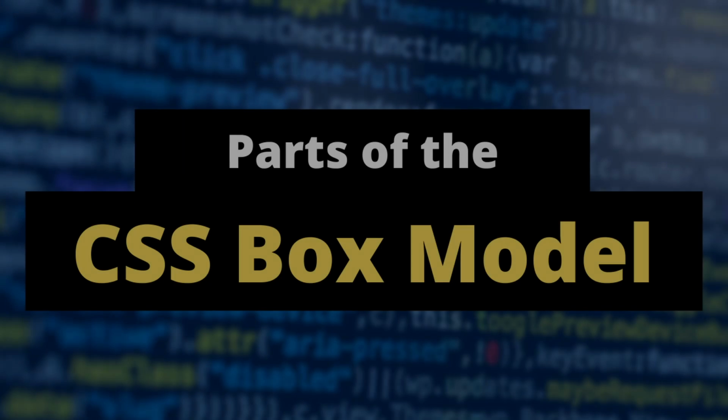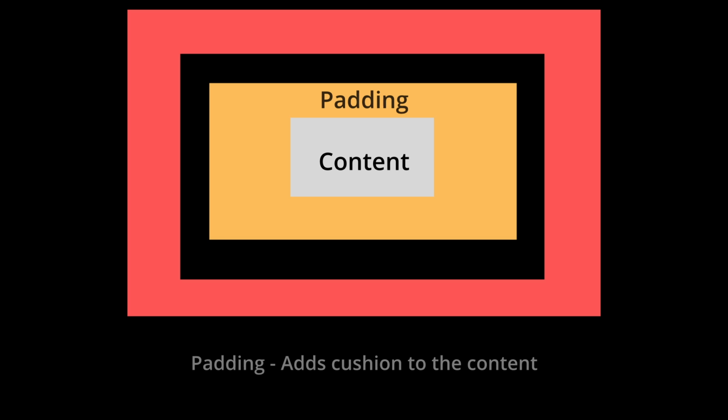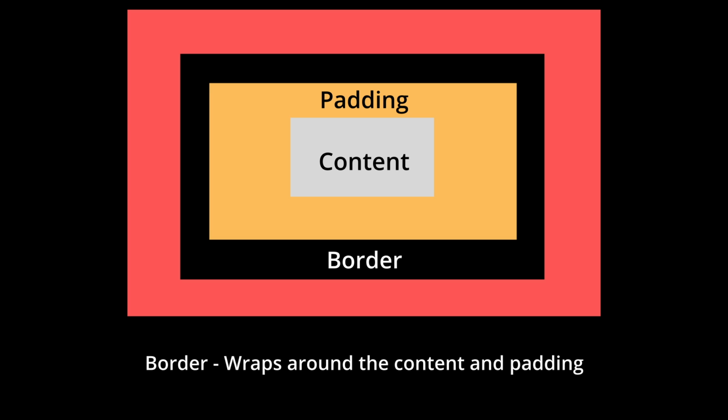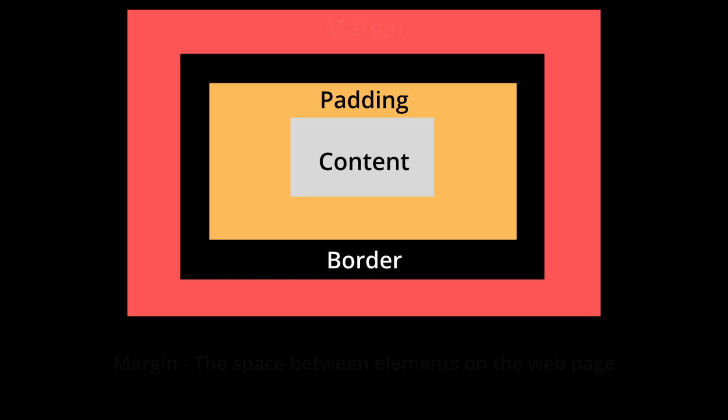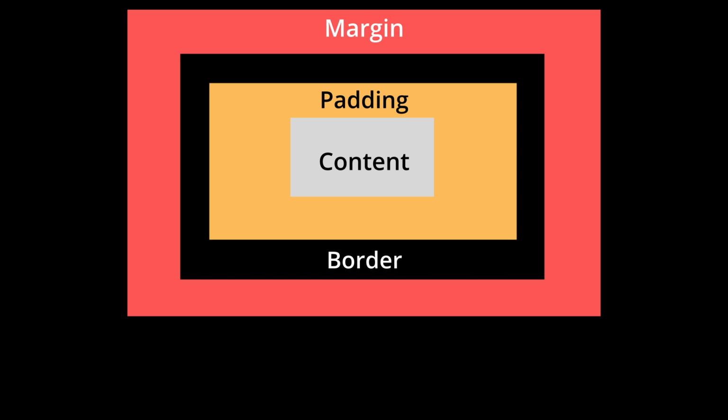Let's look at the parts of the box model. The box model consists of content, which is text or images on the web page. Next we have padding, which adds cushion to the content. Then is border. Border goes around the content and the padding. And lastly we have margin, which is the area between elements on the web page.